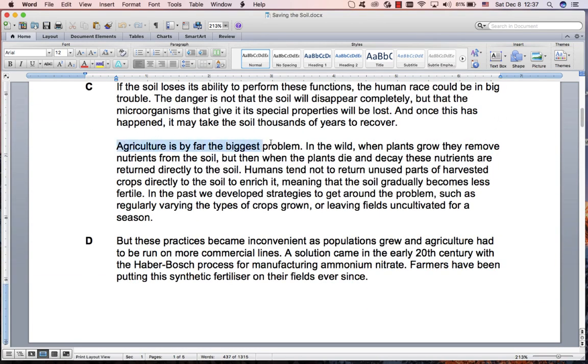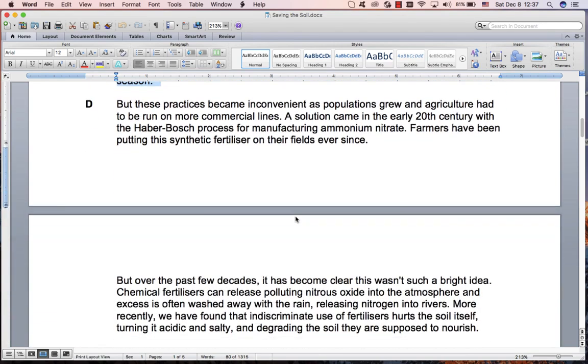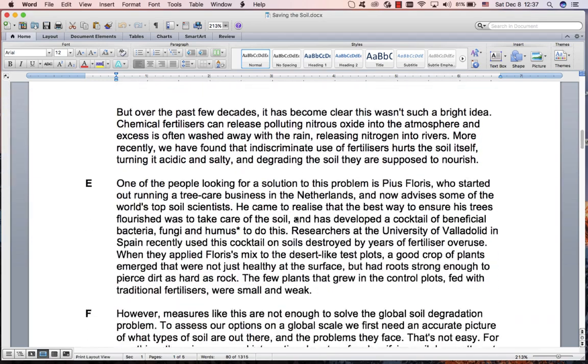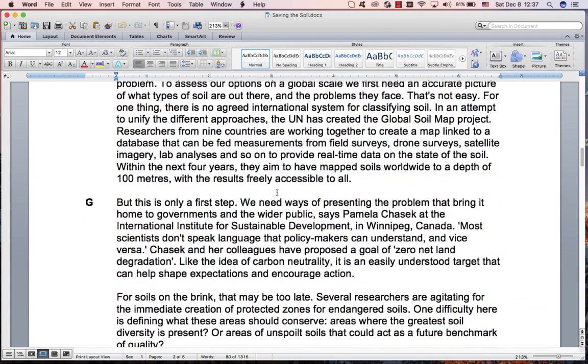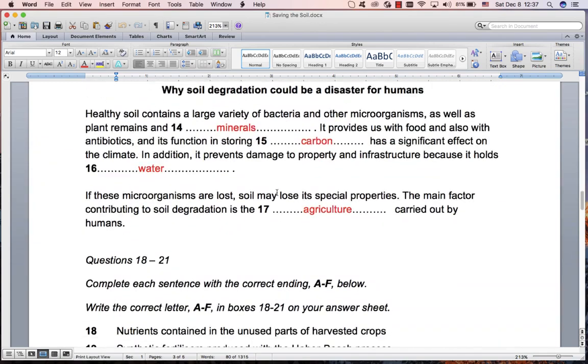Remember, that was the end of the summary. So the first one of these sentences will probably be here. The second one will be in paragraph D. The third one will be in paragraph E. And we can just try and find the fourth one maybe a bit later.